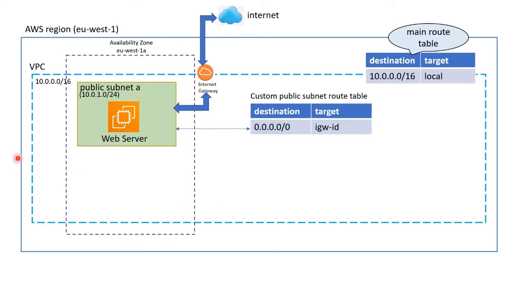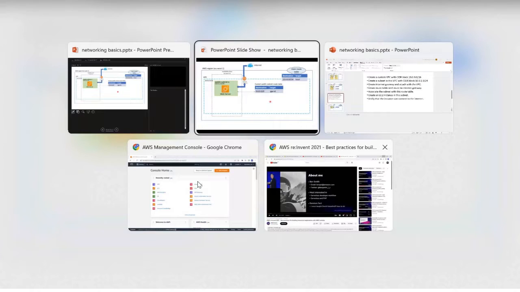So this will be the architecture that will get created in AWS. So we will create a VPC, and inside the VPC we will create a subnet. This will be a public subnet because we will create an internet gateway, and in the route table for that subnet we will give the route to this internet gateway. So let's get started.